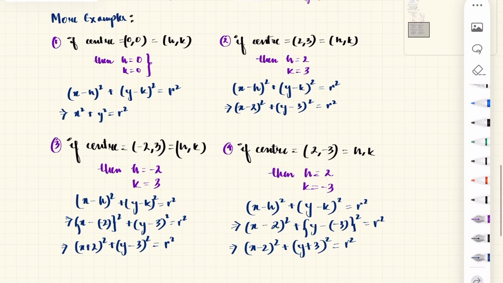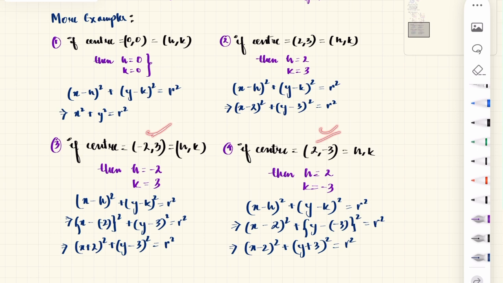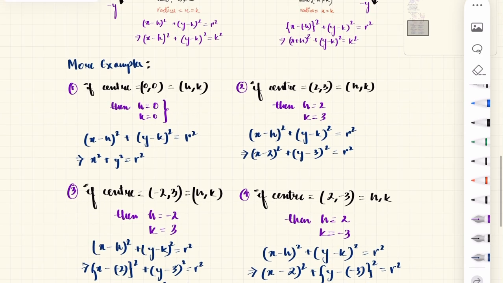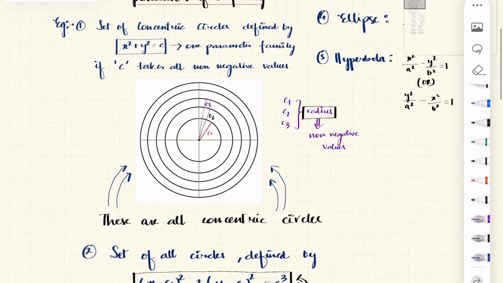See, are all these equations the same? No, all these equations are not the same. Why? The center is not the same. So when the center is in different places, the circle is in different places, and the equation is also different. Got it? So this is the example of the different circles, and they are different curves.